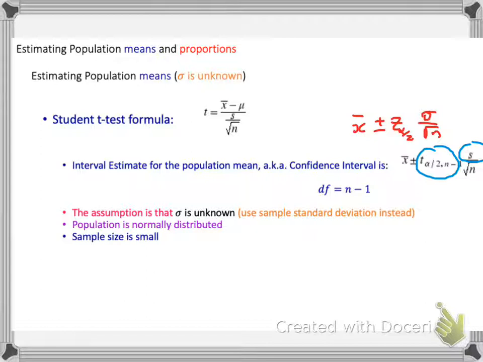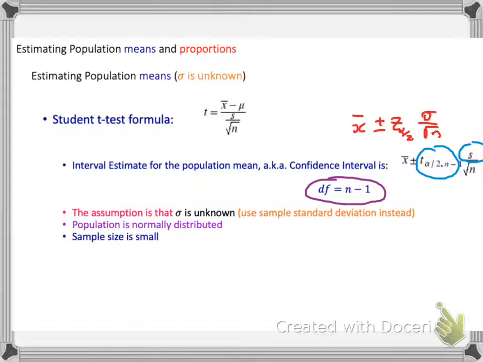That's your t value. The table is a little bit different. You have it in your formula booklet. I'll show you where it is. And then you have the degree of freedom, df. It's called degree of freedom. And to calculate that, it's your sample size minus 1.